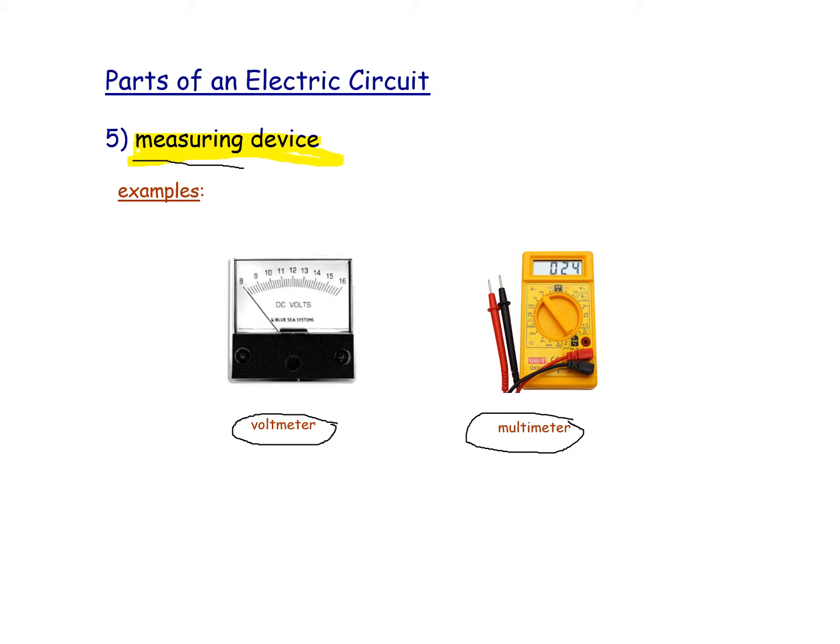So measuring devices. So, 5 parts of an electric circuit. Do I have to have measuring devices? Not really. So number 1, 2, 3 are very important. I have to have a battery, I have to have a load, I have to have a wire, but do I have to have a switch? Not really. Do I have to have a measuring device? Not really. So without the last 2, I still have a complete circuit. But these ones are helping me.